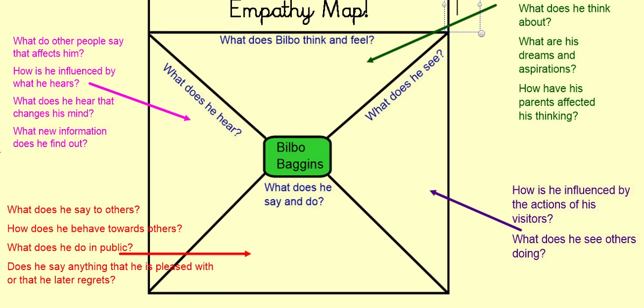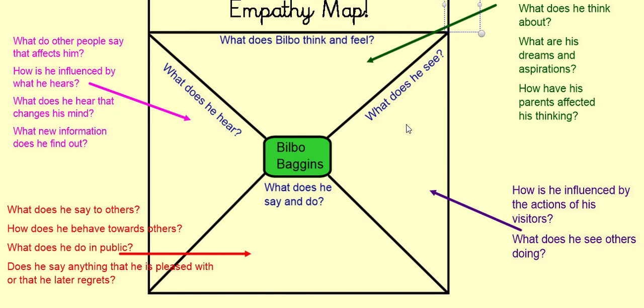Now we're going to go on to, what does he see? Well, how is he influenced by the actions of his visitors? And what does he see others doing? So he is very influenced by the dwarves when they come, and what does he see them doing and saying to one another, and how they act, that makes him almost want to go on the adventure? Or what might he see that he doesn't like?